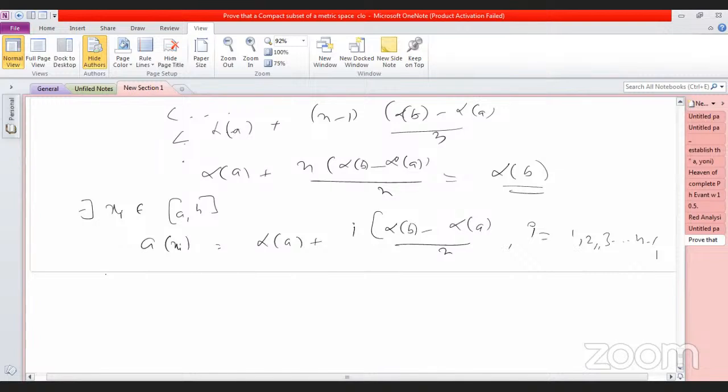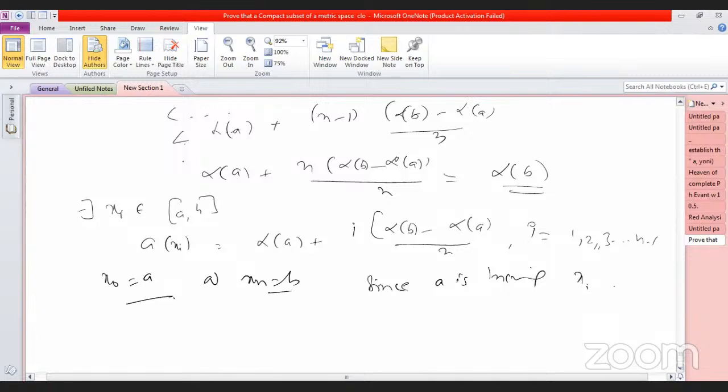So therefore x naught is equal to a and xn is equal to b. Since alpha is increasing, xi minus 1 is less than xi. So therefore P equal to {a = x0, x1, and so on, xn = b} is a partition of [a, b]. So xi minus 1 is less than xi, for x1, x2, x3 and so on up to xn. I already explained the partition of a comma b, the LPF and UPF.